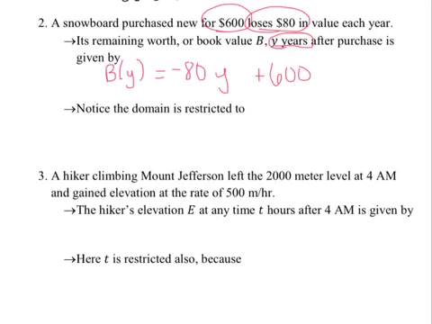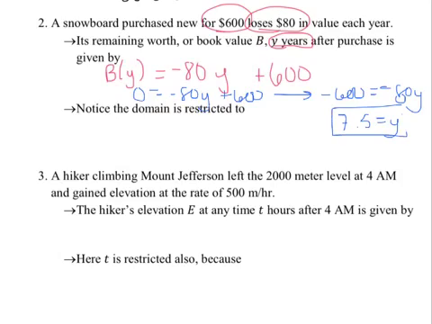So if you just set this equal to 0 here, okay, we can solve for our domain. Well, let's go ahead and move the 600 over. And then we'll divide by the negative 80. We're going to end up getting 7.5 for y. That means after 7.5 years, the snowboard is worth nothing. So that has to restrict our domain in this problem. So we could say that our domain is the following.